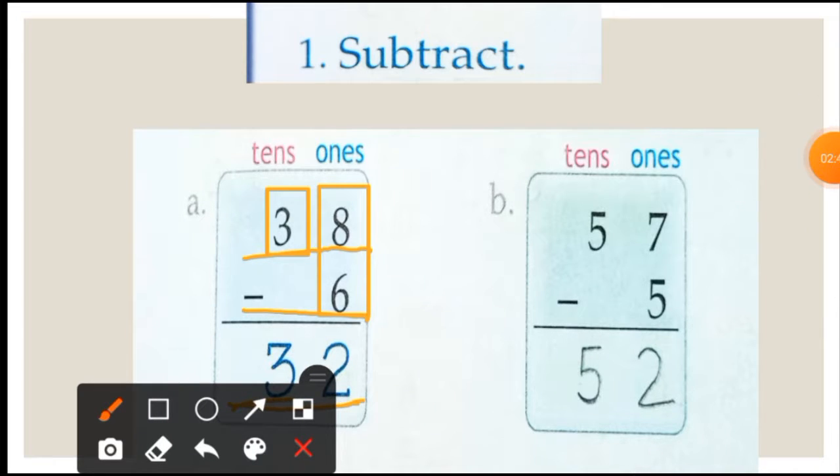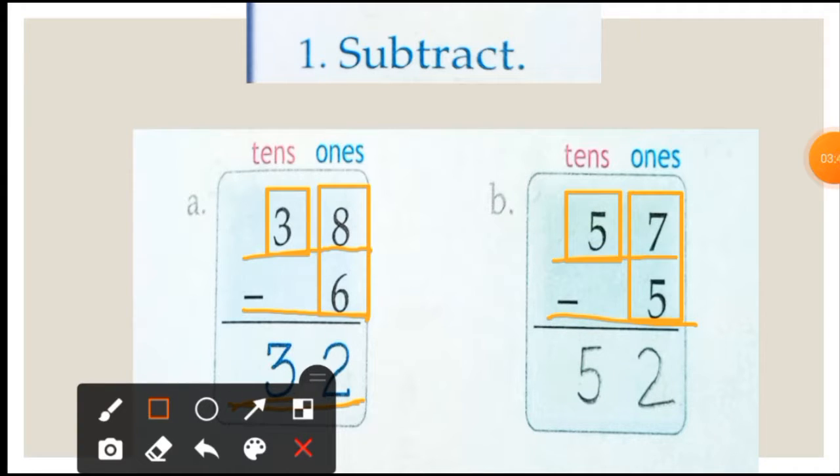Now we will move on to question B, and the digits are, first of all I am reading tens and ones together: 57 and 5. Now I am going to read our ones digits, and the digits are 7 minus 5. We will subtract 7 minus 5. Now in the tens part we have only a single digit, that is 5.